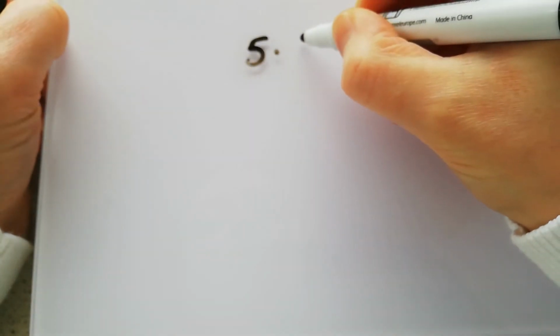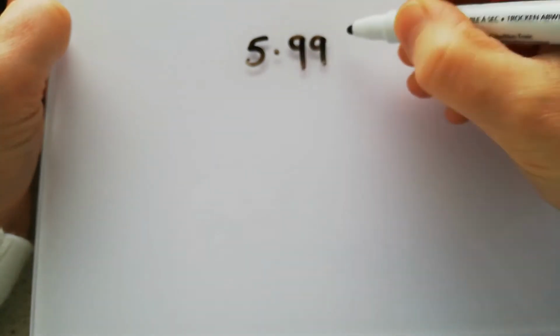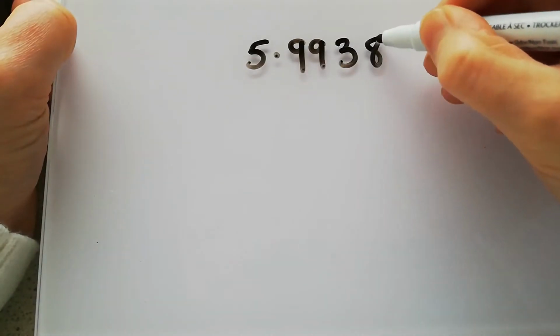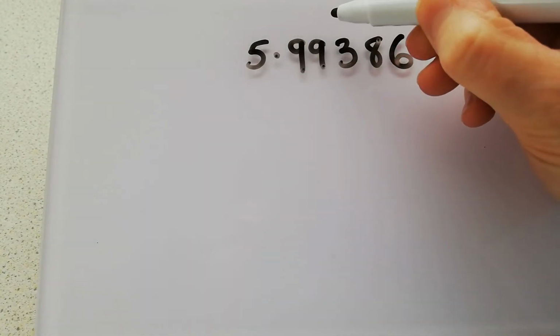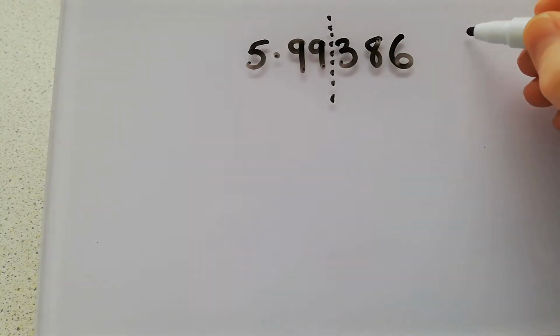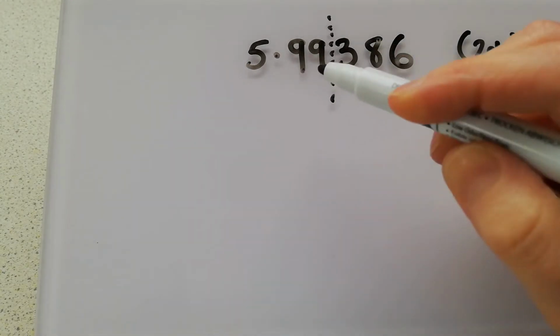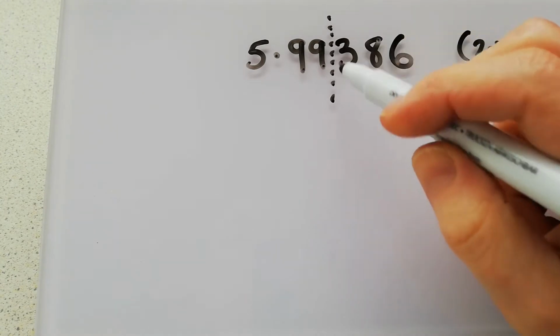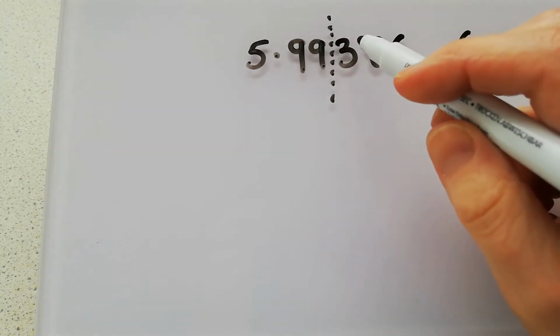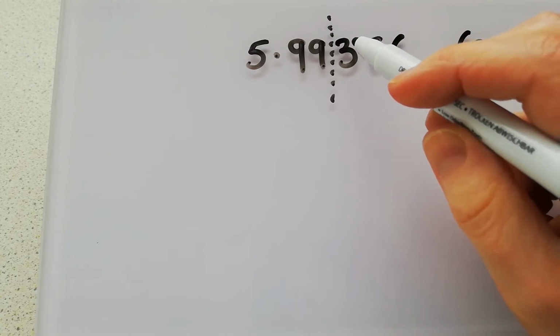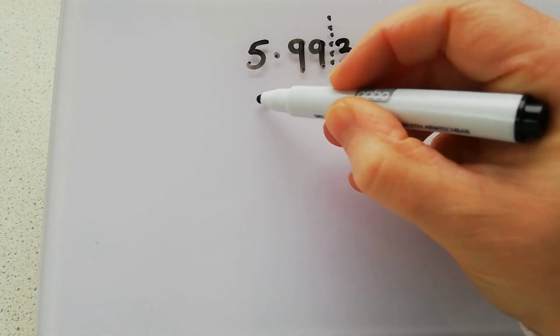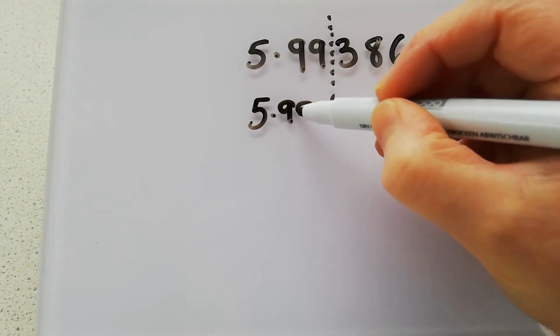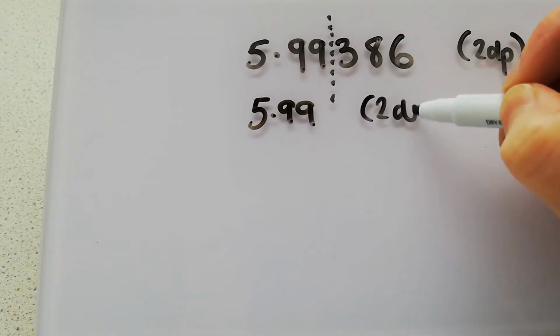So if we look at another one like that, if we think about 5.99386. If we wanted that to 2 decimal places, then we would make a cut after the second decimal place. To the right of the dotted line, we've got a number that's less than 5. So the 5.99 would stay as it is if we were rounding to 2 decimal places.